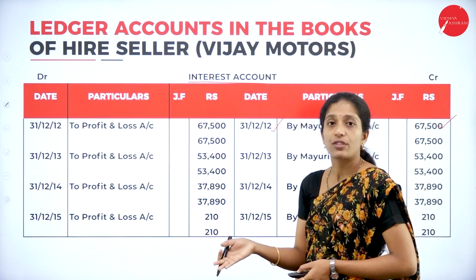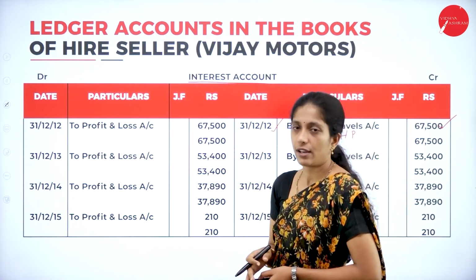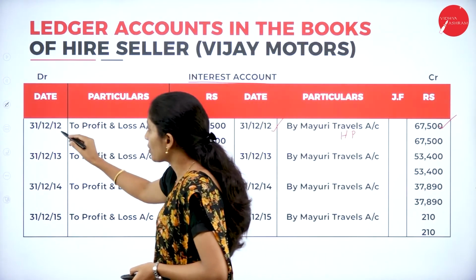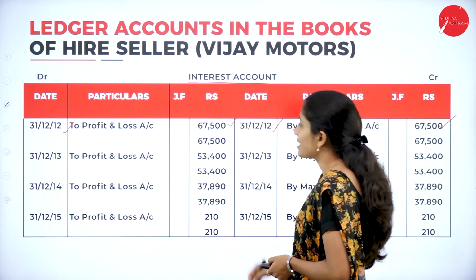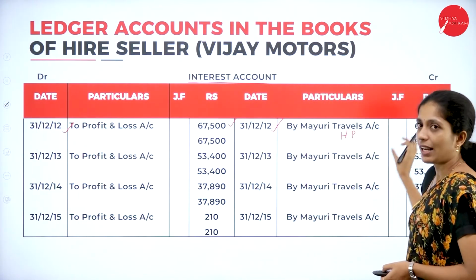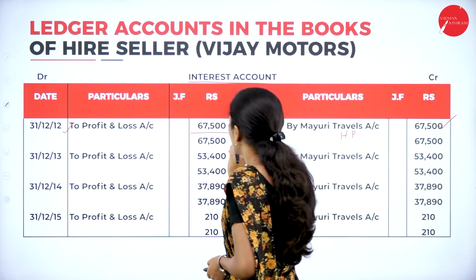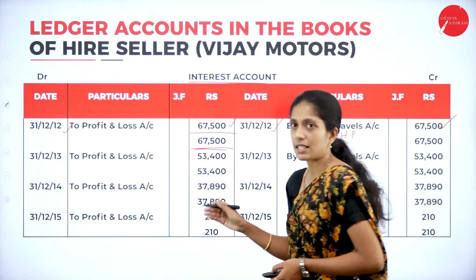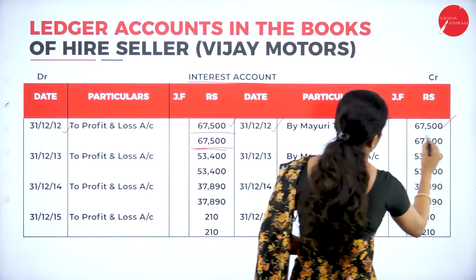If interest is transferred to profit and loss account, interest account debit to profit and loss account. So that is 31st December 2012, to profit and loss account, transfer this 67,500. So whatever the amount which is there in interest, that has to be transferred to profit and loss account. So when you balance, you will get the total 67,500, both debit and credit side.